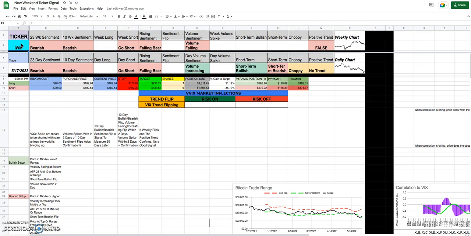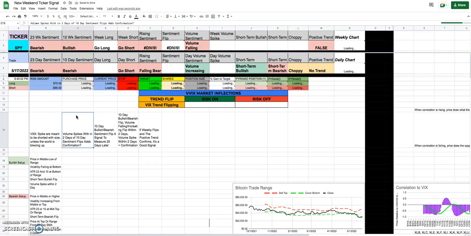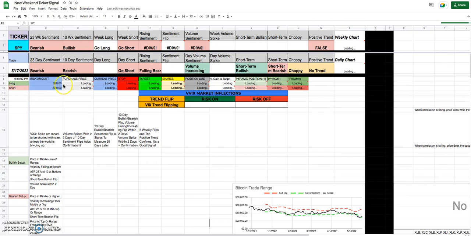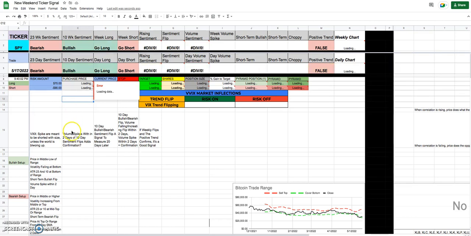What I have, let's look at the SPY first. So what this is, by the way, since you have no idea what you're looking at, what this spreadsheet does is it uses Google Finance data. So whenever I type in a ticker here, there's a series of different formulas. It's going to go ahead and pull the data.